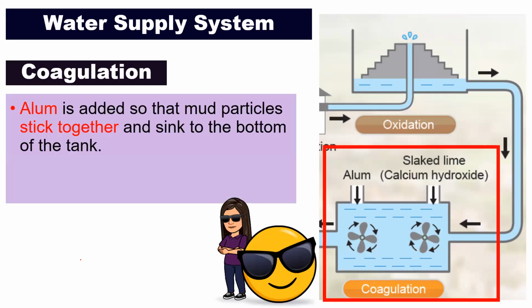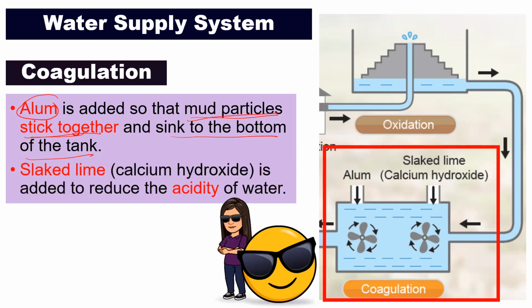Coagulation is when teacher adds in alum. Alum is a chemical so that the mud particles will stick together and sink to the bottom of the tank. So what happens is teacher adds in alum, and all the mud will go to the bottom of the tank. And then teacher puts in slake lime.